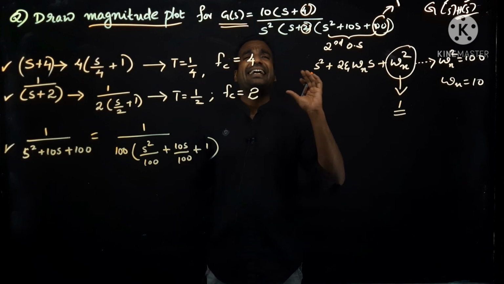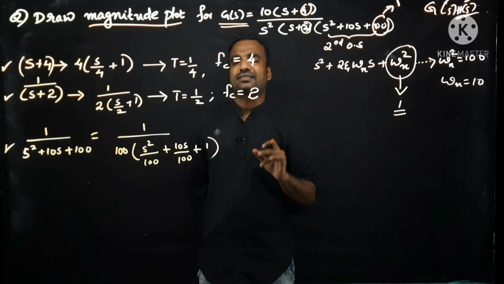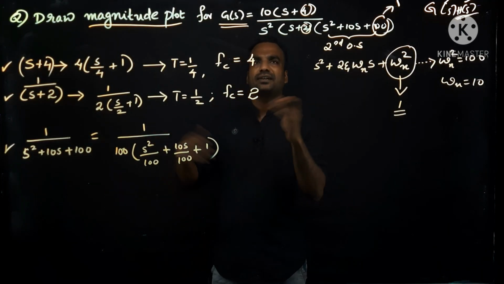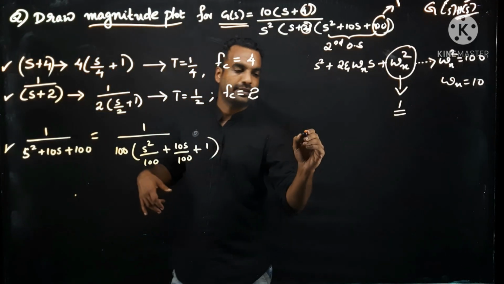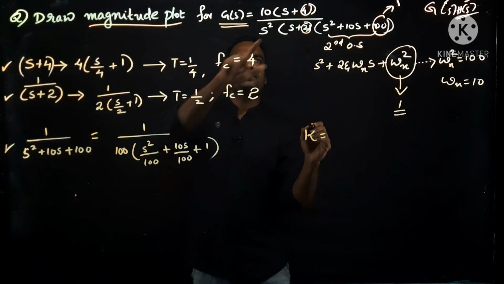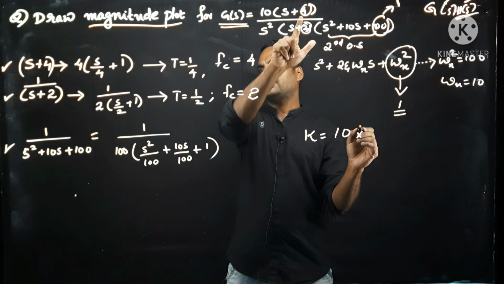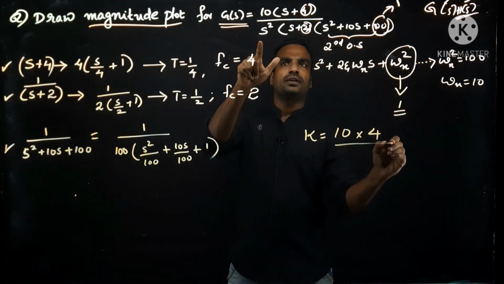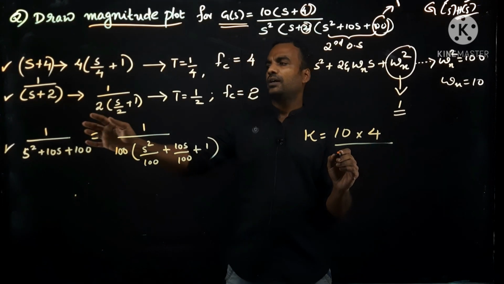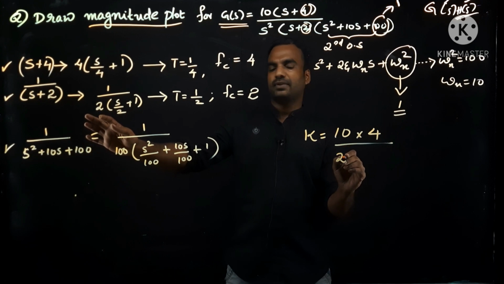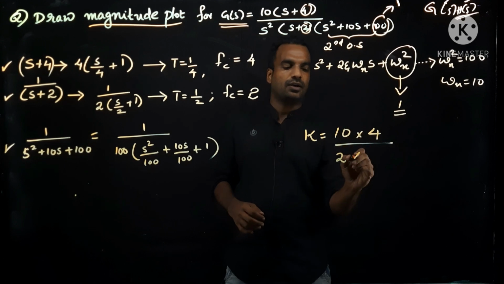So we have taken constants out from all three non-standard representations. Let me mix all these things, then I will get k. K is equal to, in the first term, 10 is already there as a constant, and in the first term I took 4 outside. 10 into 4 divided by, in s square there is nothing to take outside. In s plus 2 I have taken 2 outside. In this term I have taken 100 outside.